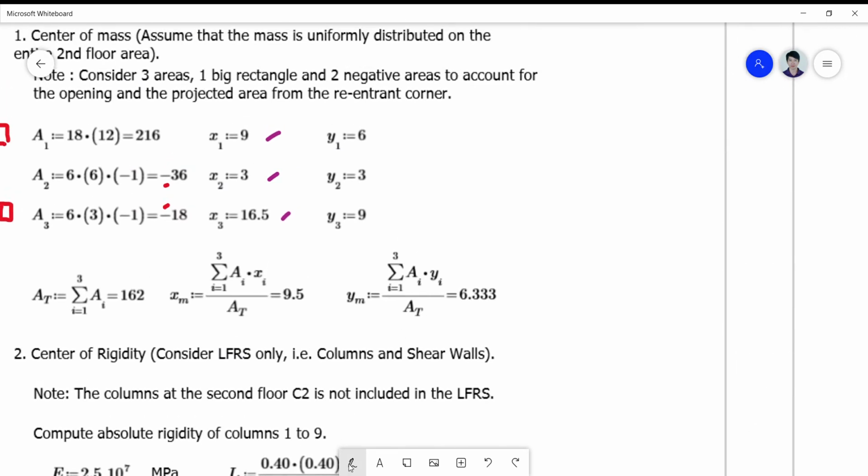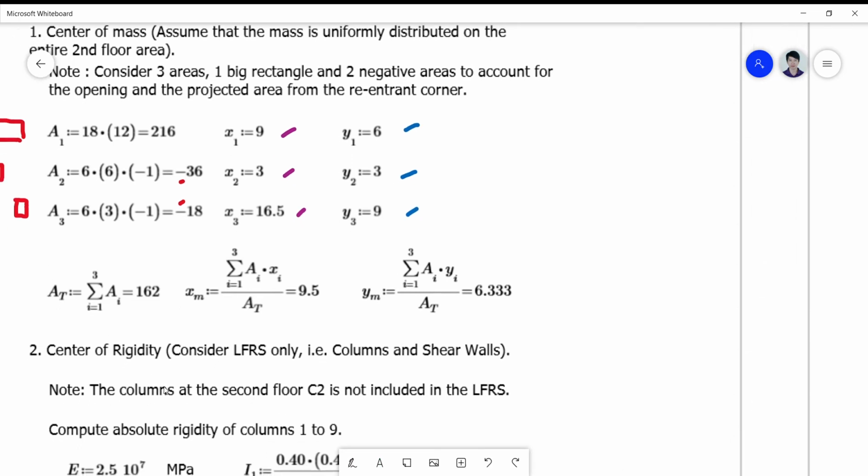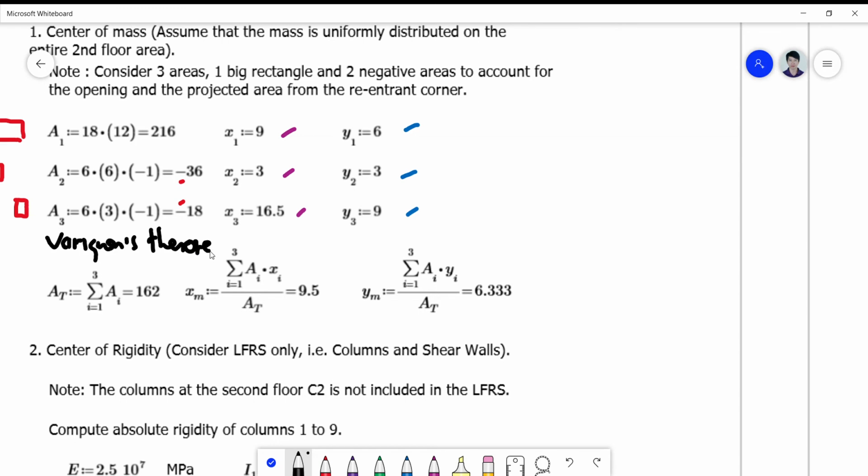And for y it's 6, 3, and 9. Okay, so all we have to do now is to make use of Varignon's theorem, summing up the forces or areas. The area multiplied by the xi divided by the total area gives you your xm, and the area multiplied by yi over the total area gives you the ym.